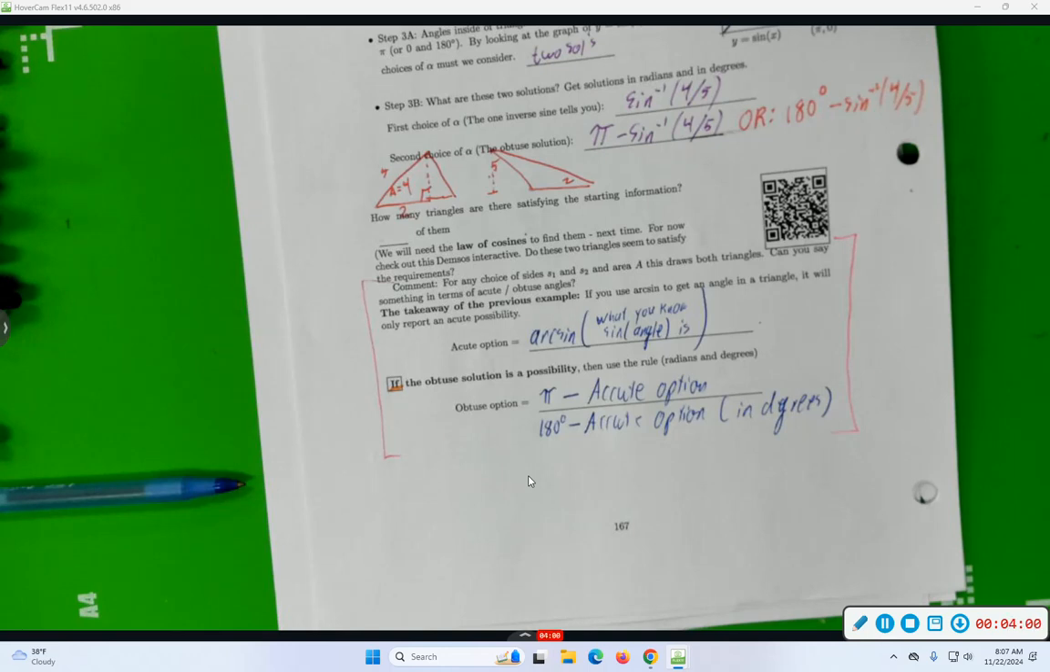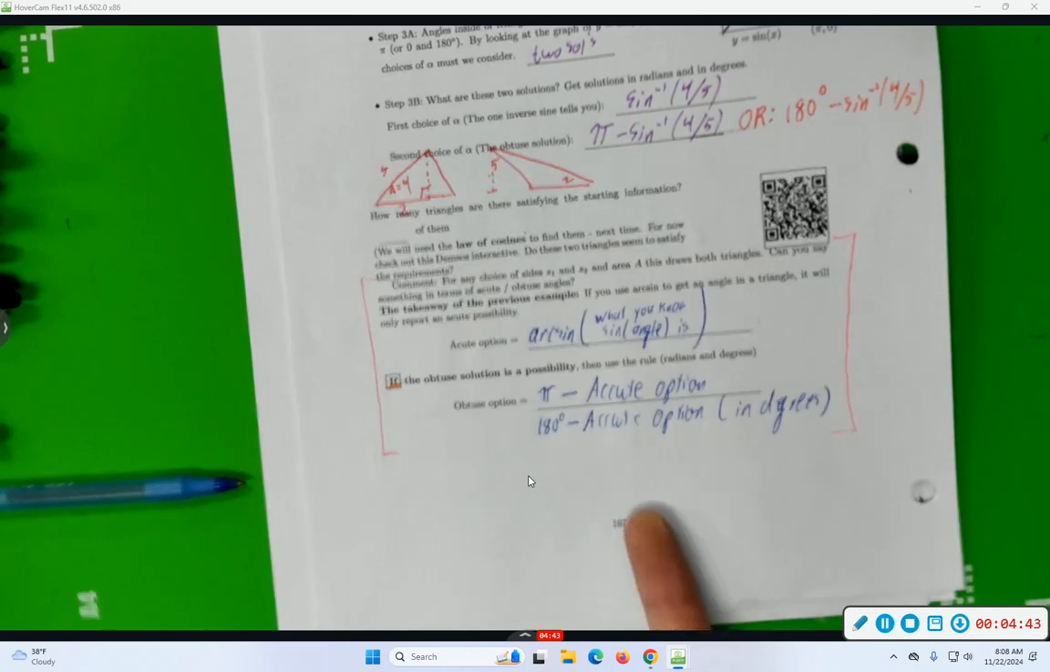When using arc sine or inverse sine, if you prefer, to find an angle in a triangle, there are 2 things you need to worry about. One is, is there an obtuse option? And second is, how do you find it? And how do you find it is the thing right there.